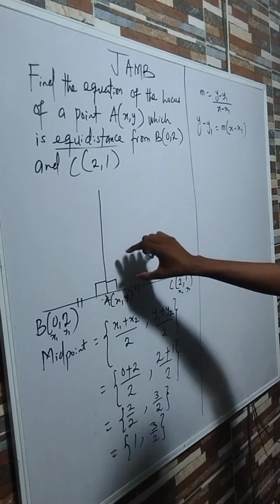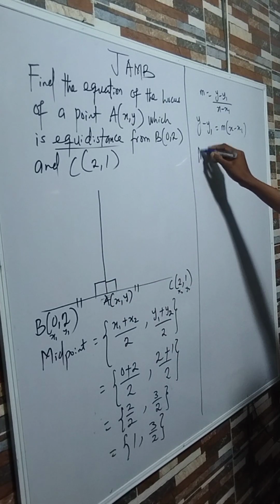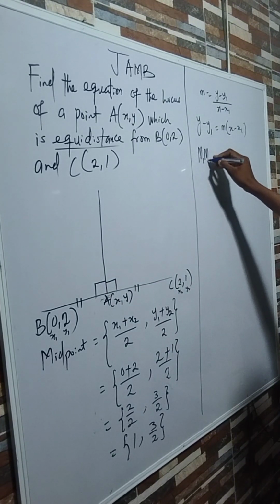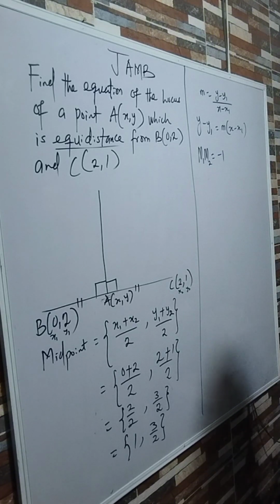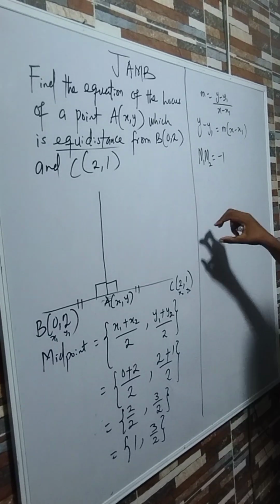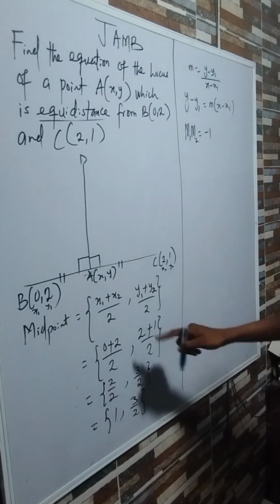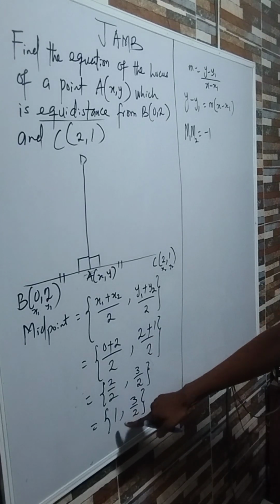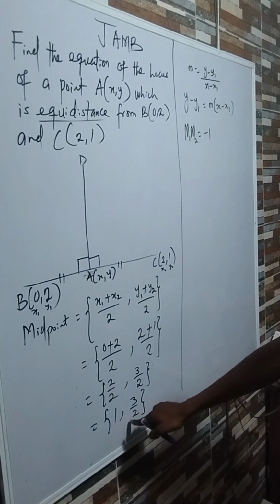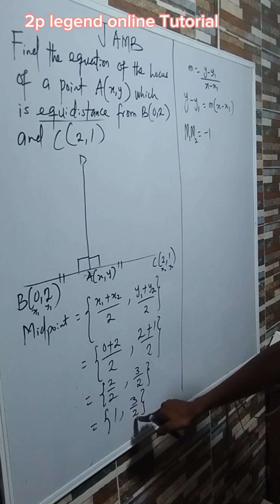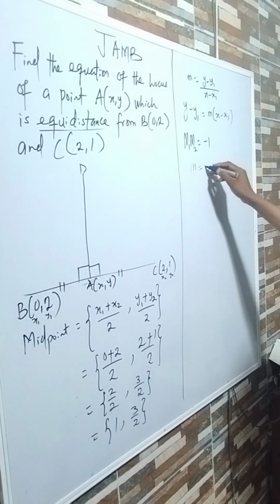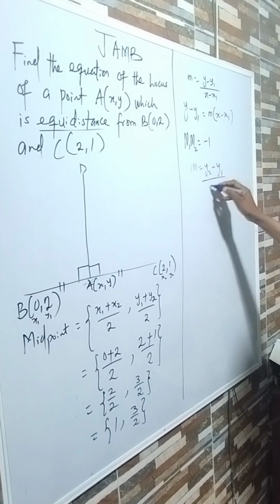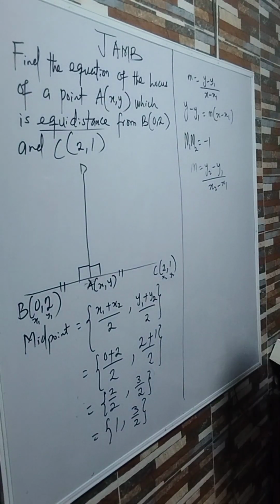And when it is perpendicular, the product of the gradients m1 multiplied by m2 gives us minus 1. Now we have this location as (1, 3 over 2), which means that our m is given as y2 minus y1 over x2 minus x1.